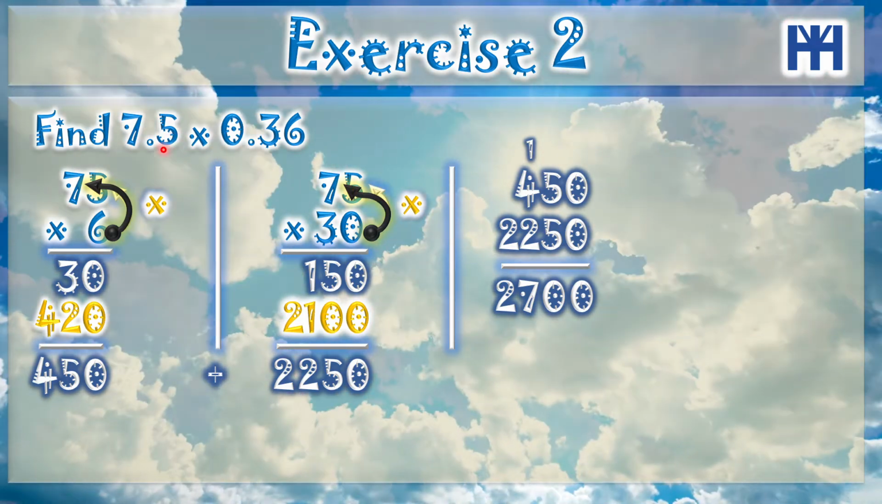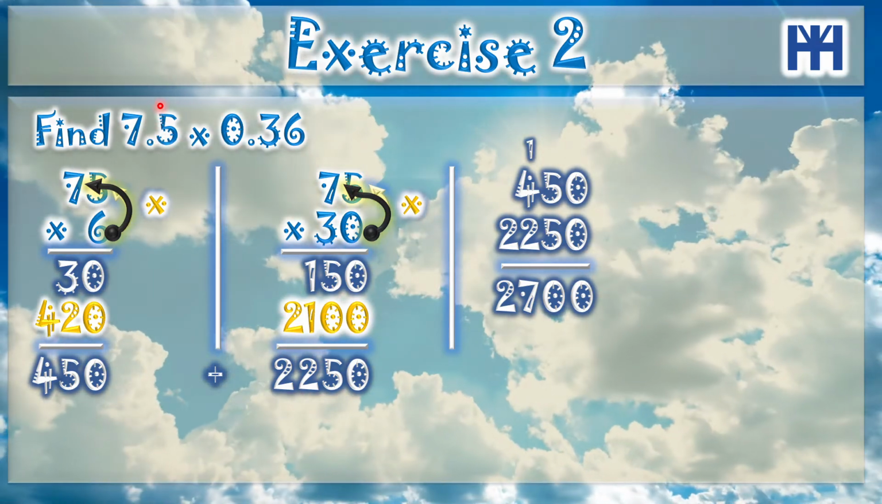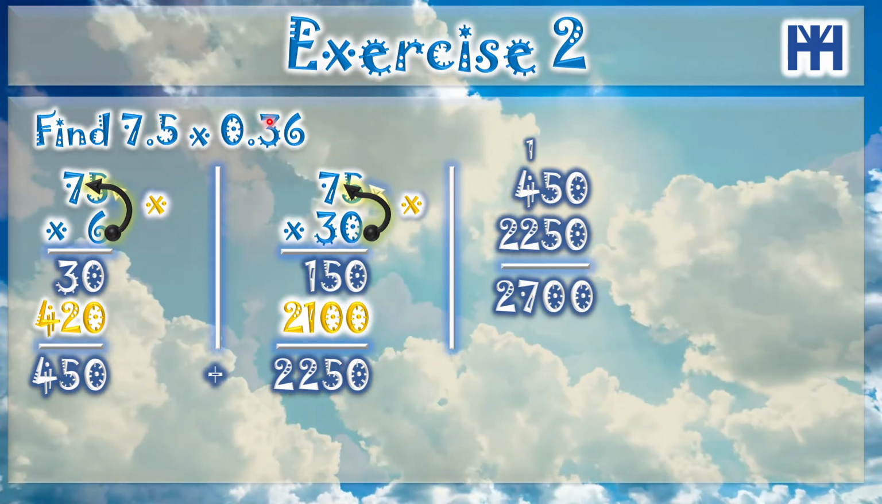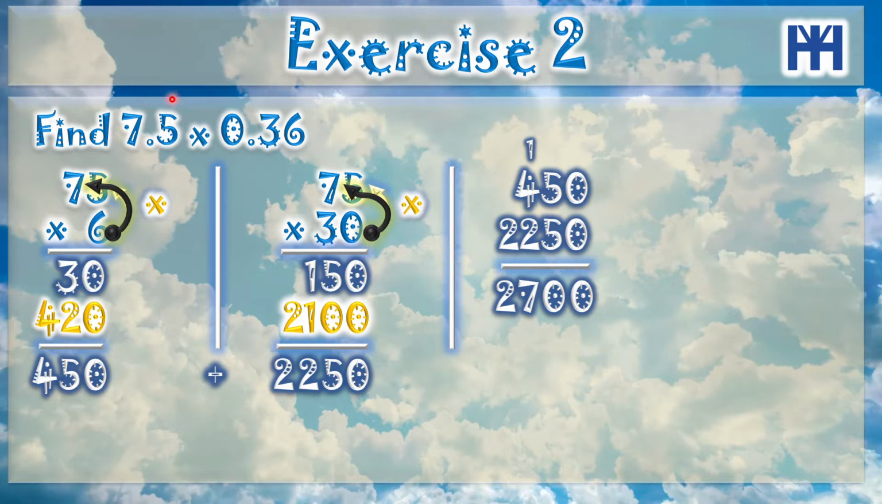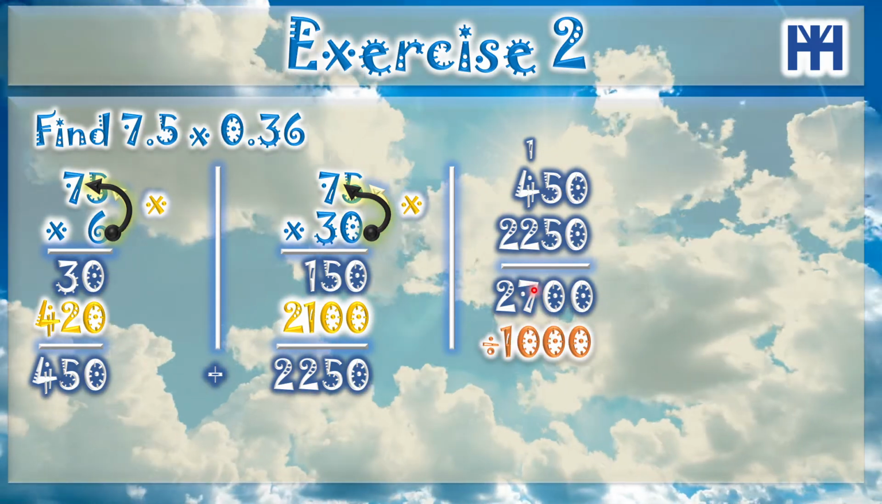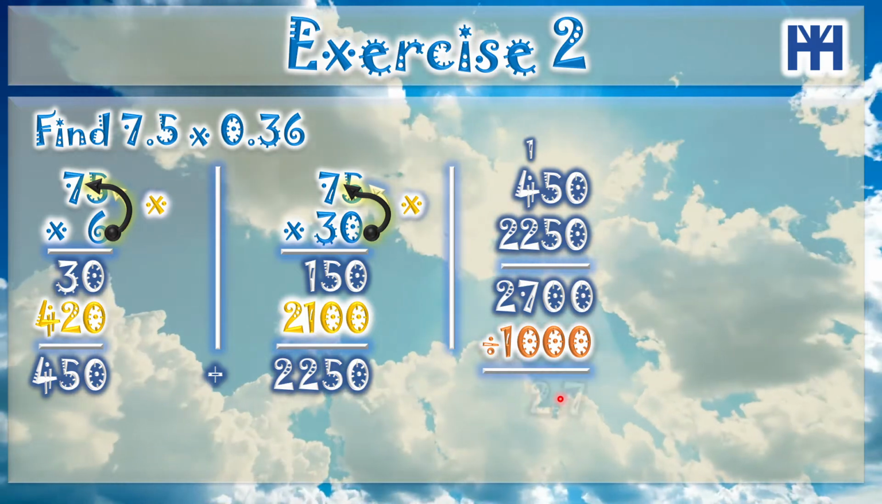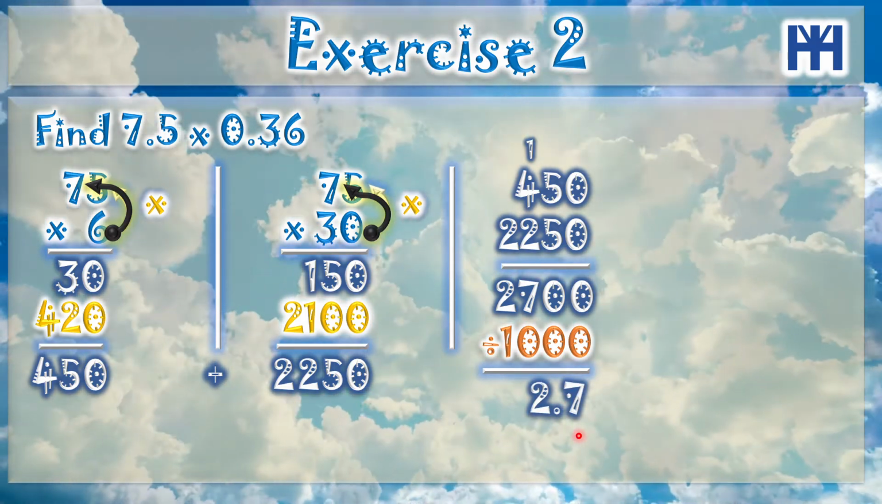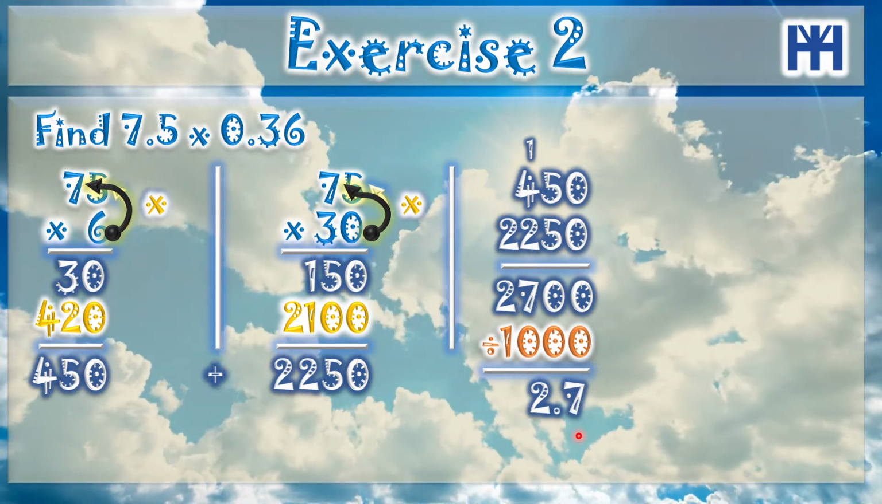We'll divide here. We'll count the decimal numbers, the numbers after the decimal, so it's 5 here, and 3 and 6. Okay, so 1, 2, 3. So there's 3 numbers here, so we will divide by 1000. Okay, so it will be 2.7. So this is the result of the multiplication of 7.5 times 0.36.